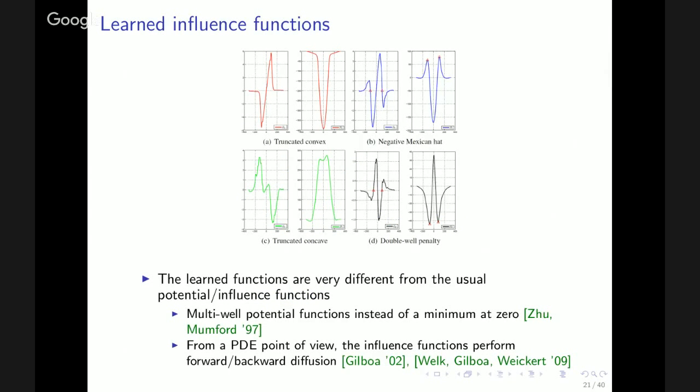So we applied this to the same training database as I have shown before. And here are some results of what we have obtained in our model. The first image refers to the derivative, and when you integrate this function, you get basically the potential function. And these 4 functions are the 4 most typical functions we find in our model. So you see, this is like a truncated total variation, which has been used before. Then you find something like a negative Mexican hat. You also find truncated concave functions, which is very strange, and also double-well penalties.